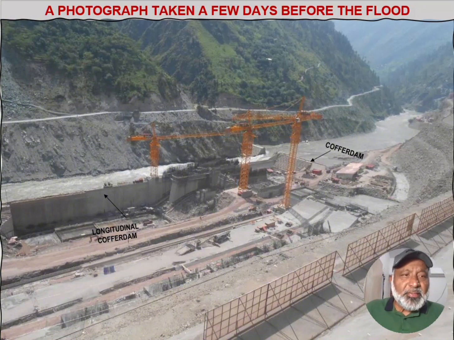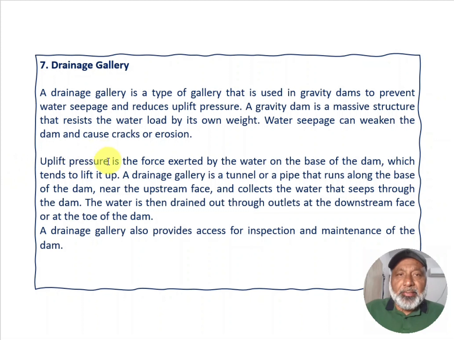Next is the drainage gallery. I shall explain this drainage gallery structure in a separate lecture because it is a multi-purpose structure, and that is a very important structure in gravity dams. As I have told you, it is a multi-purpose structure in gravity dams. I will explain the function of the drainage galleries in detail in my next lecture. Just here I will show you some pictures.